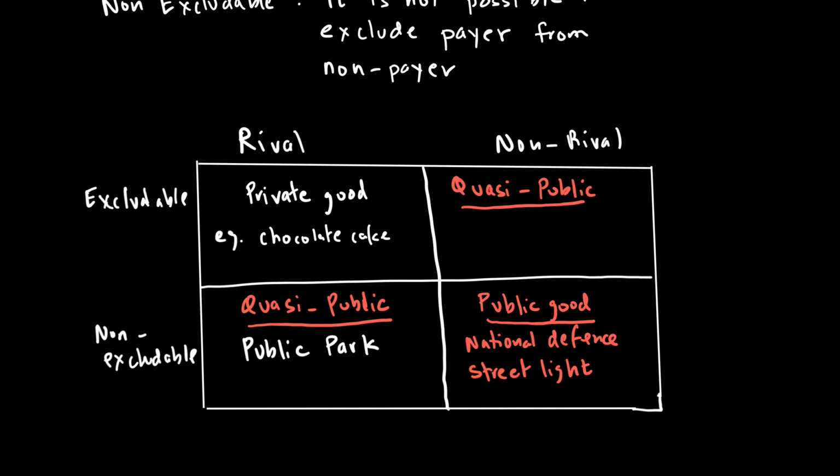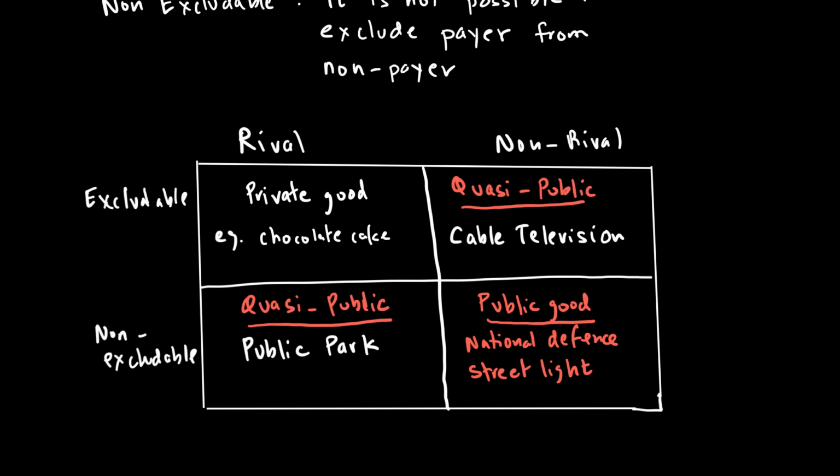Similarly, a public museum could be rival once it gets overcrowded, but it's non-excludable. Anyone can come without paying any money. You can't stop anyone from consuming the good. On the other hand, when you look at non-rival and excludable, we are also calling it quasi-public. A good example of this could be cable television. So what is the feature that cable television has?